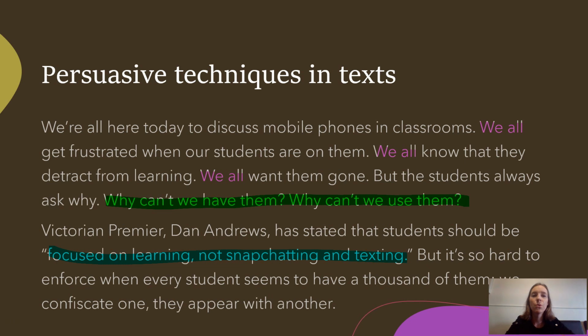We have repetition. We all get frustrated when our students are on them. We all know that they detract from learning, that we all want them gone. It's emphasizing that point that everybody is included.